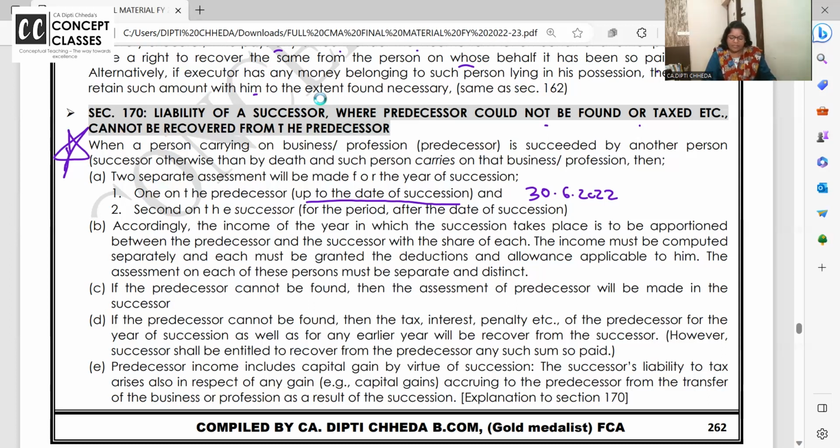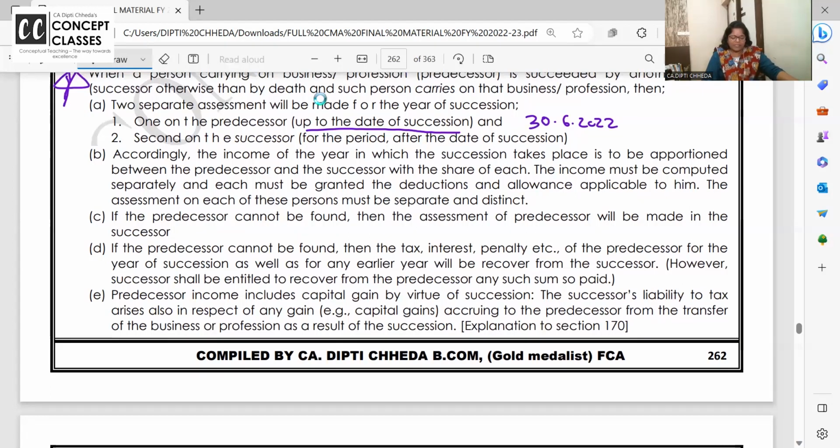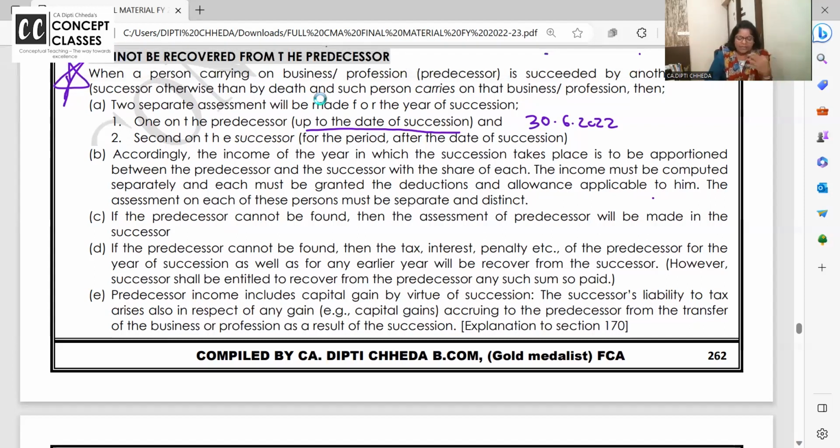Accordingly, the income of the year in which succession takes place is to be apportioned between predecessor and successor with the share of each. Income must be computed separately and each of these must be granted the deductions and allowances applicable. Is it making sense? For the period up to 30th June I, the predecessor, will file the return, and from 1st July to 31st March you will file the return. So it will be apportioned, depreciation will be apportioned, all that will happen.